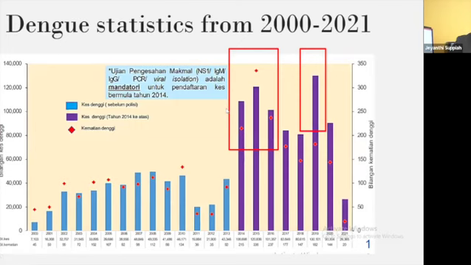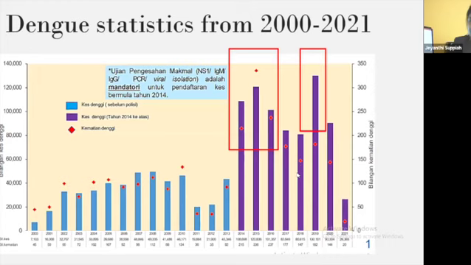Okay, so this statistic shows the number of dengue cases from 2000 to 2021, which I obtained from the iDengue website. So for those who have not browsed this website, iDengue provides dengue statistics in Malaysia, including information on the hotspots, and so on. So here, as we can see, Malaysia had an unprecedented dengue outbreak from 2014 to 2016, where cases hiked as much up to 120,000 cases per year.